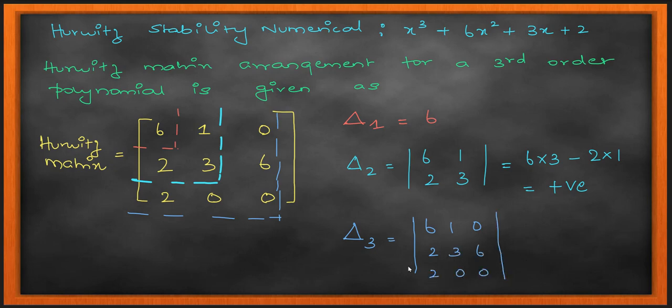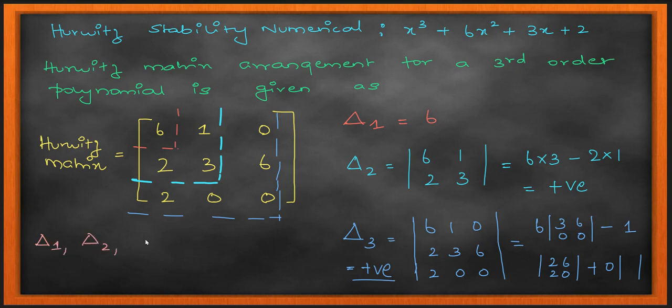Your delta 1 is equal to 6, and in the second case your delta 2 is the determinant of 6 1 and 2 3. Let us write all the determinants and see whether you're getting them as positive. For the third determinant, I can easily tell that it's going to be positive. I can see that all three determinants are positive, and that makes your system stable. All right, so that's good for today. Thank you.